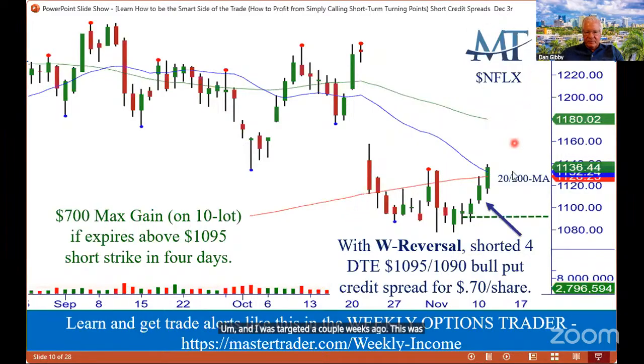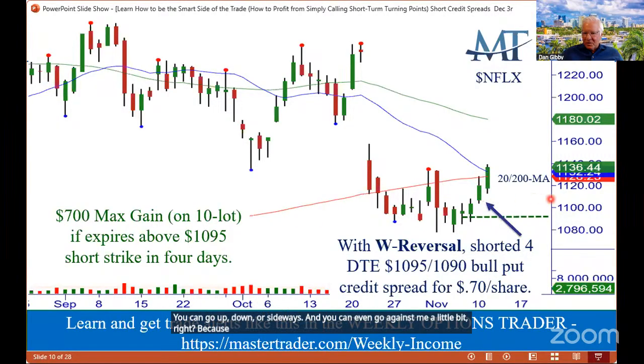This was Netflix a couple weeks ago. Big W bottom, right where the arrow is, over the high of 1, 2, 3, 4 bars after a new low reversal. I don't think it's going to go under 1095, so we take some of that money. We bought the 1090. Here's my default $5 wide. Took in 70 cents a share, $700 on a 10 lot. You can go up, down, or sideways, and you can even go against me a little bit, right?